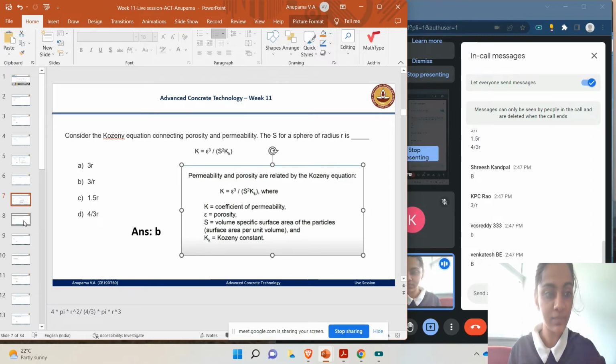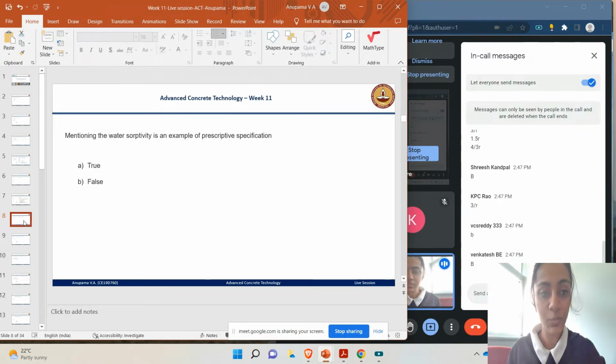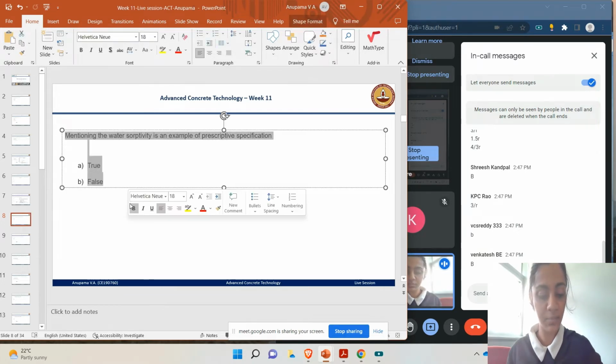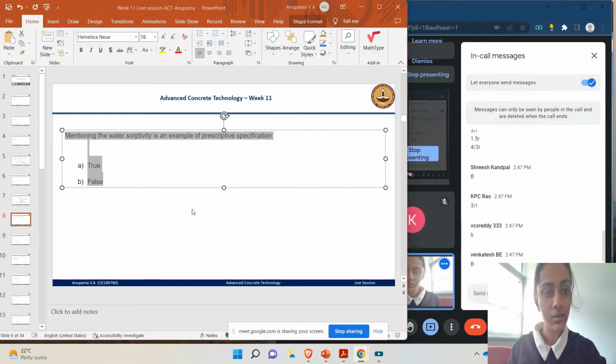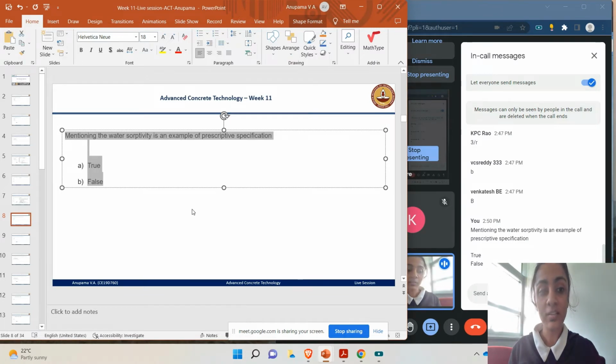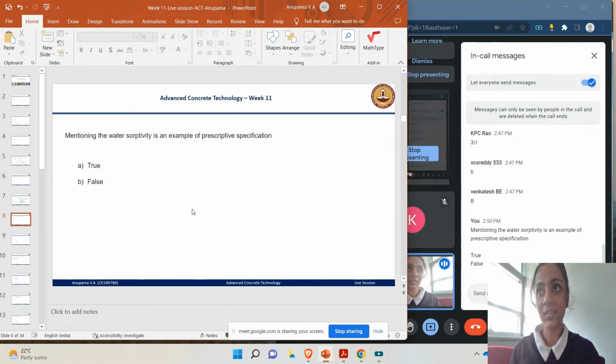Now let's move to the next question. Mentioning the water sorptivity is an example of prescriptive specification. Is it a true statement or a false statement? Say true or false. So, mentioning the water sorptivity. Finally, after construction, maybe you have to mention the water sorptivity of the particular concrete. So, is that a prescriptive specification? Is the question. I mean, that is a prescriptive specification statement. Is that a true statement or a false statement?